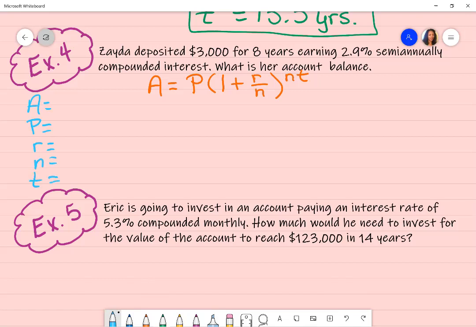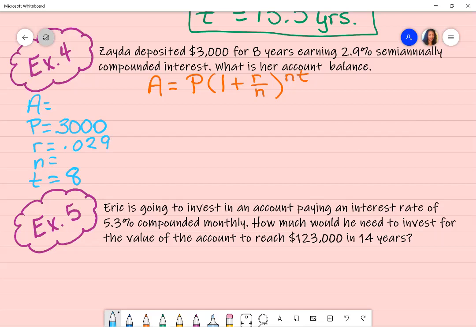And let's go back and let's read. So Zeta deposited $3,000. So that means that's what she initially put into the bank. So $3,000 is my P, for 8 years. I don't have to do any calculating. They just told me the time is 8 years, earning 2.9%. I know that's my rate. However, I have to get rid of the percent part and move the decimal over 2 places, which leaves me with a rate of 0.029.